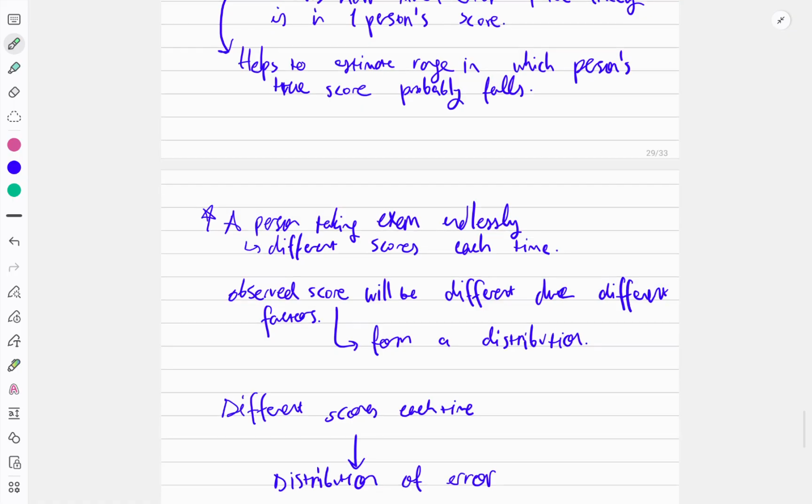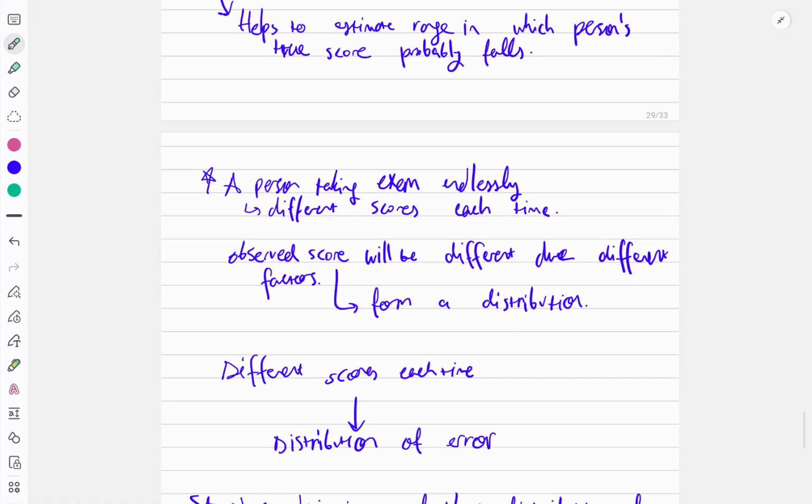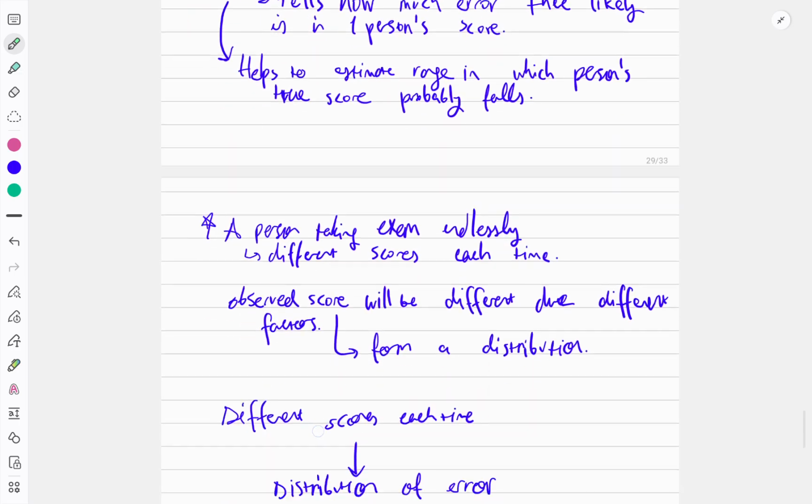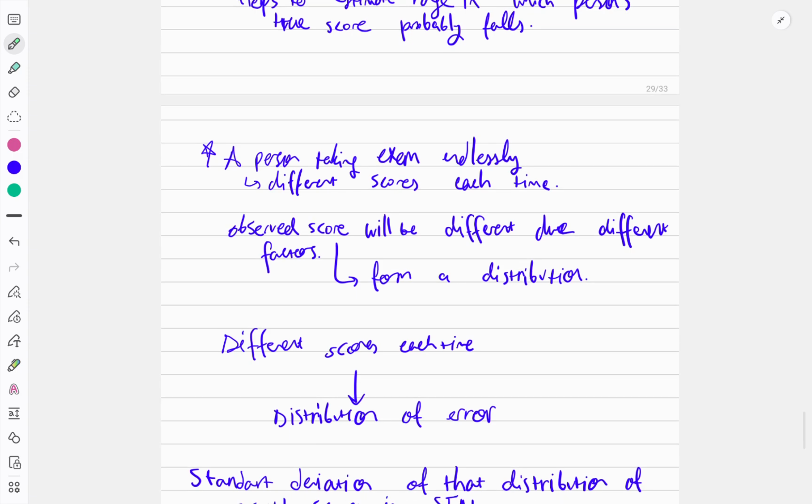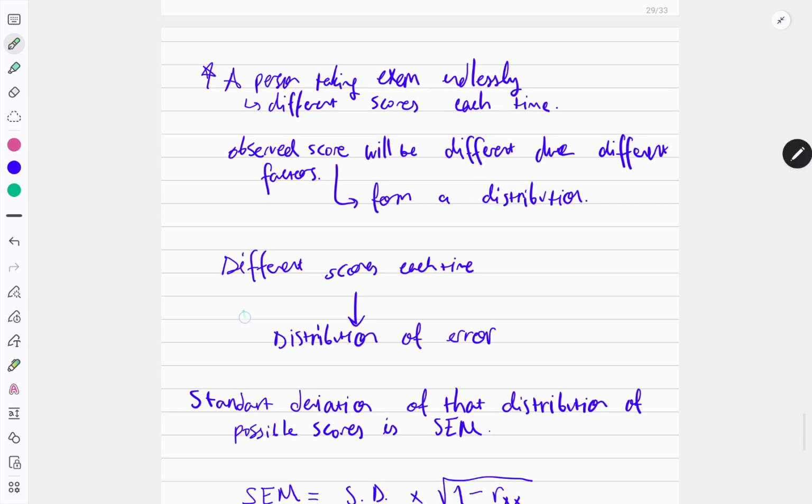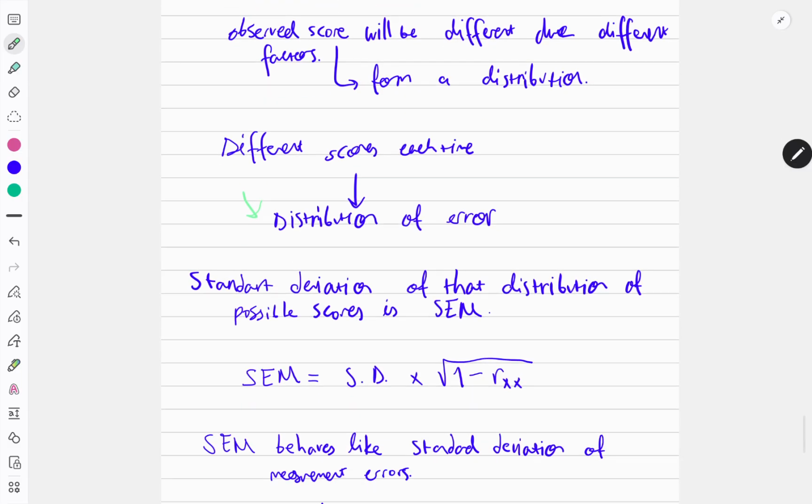A person taking an exam endlessly may get different scores each time. And what do we need to tell by that? What is their actual score? What is their true score, you might ask. And we can calculate this based on SEM, and the different scores each time come from a distribution of error.